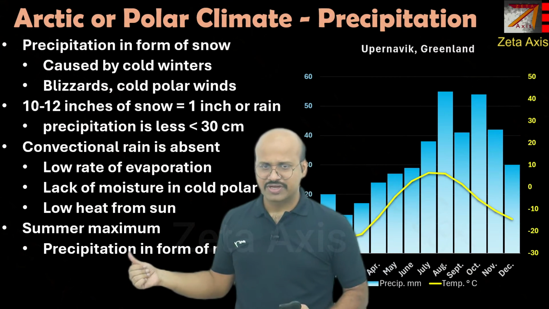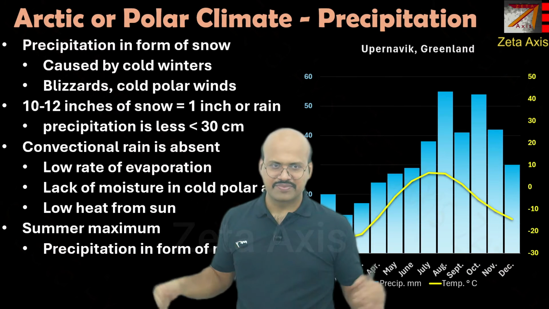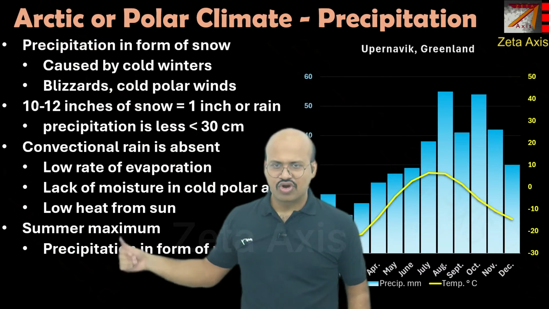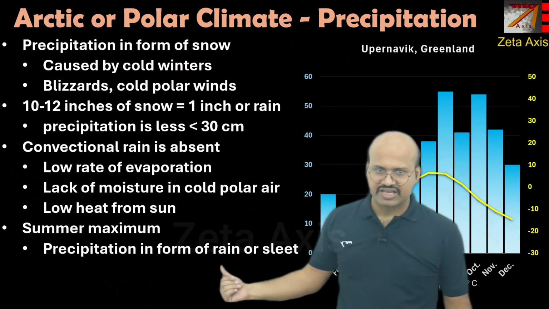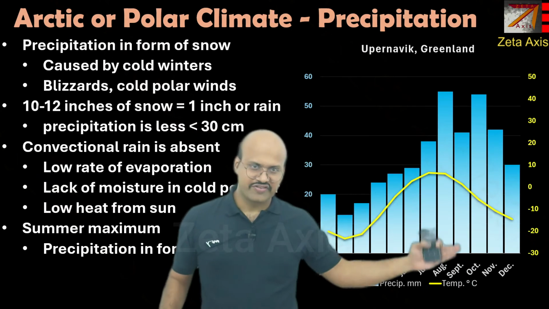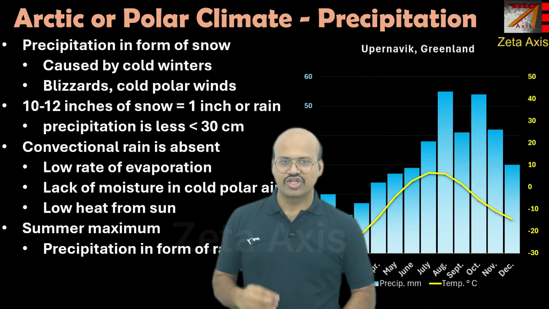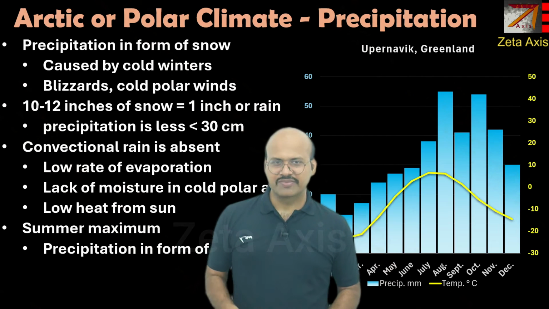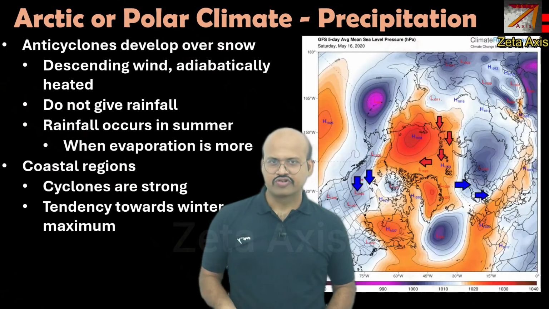Summer has maximum temperature and precipitation is also maximum in summer, which we can see because the precipitation is in the form of rain or sleet. So here we see that in the summer months we have precipitation in the form of rain, and in the winter months we have precipitation in the form of snow.